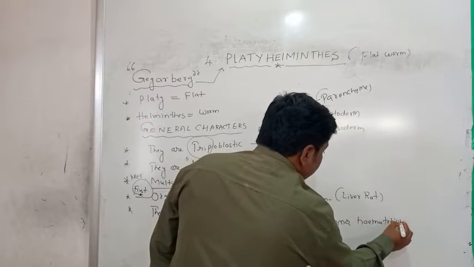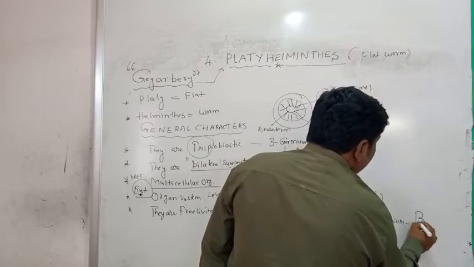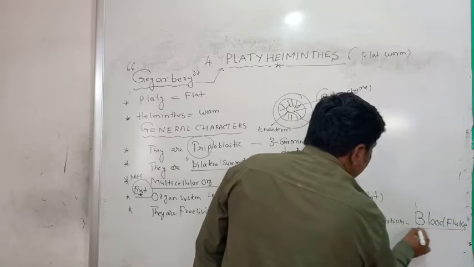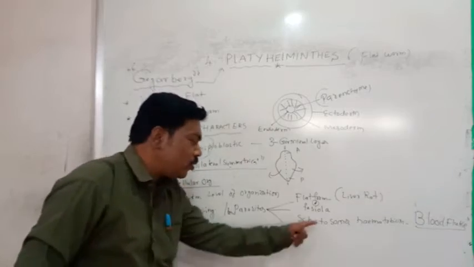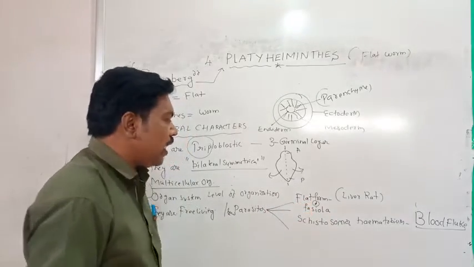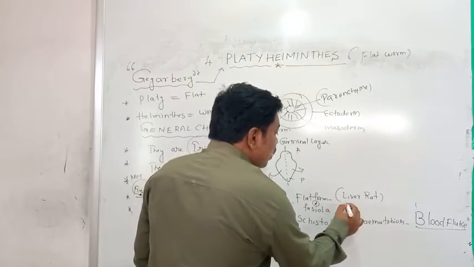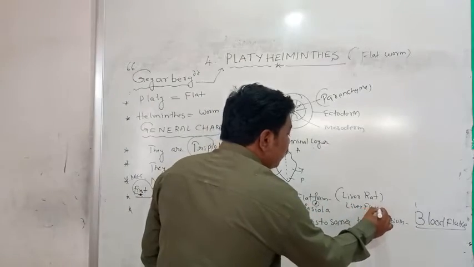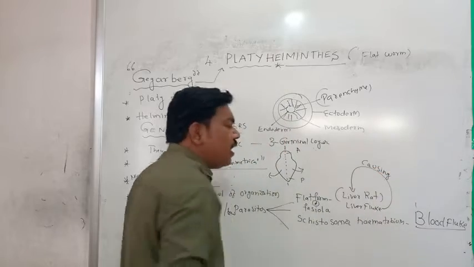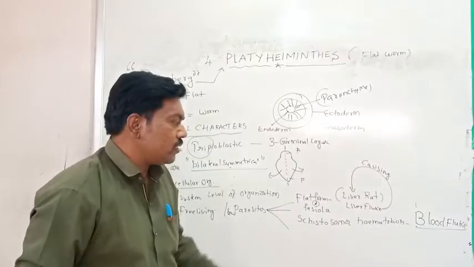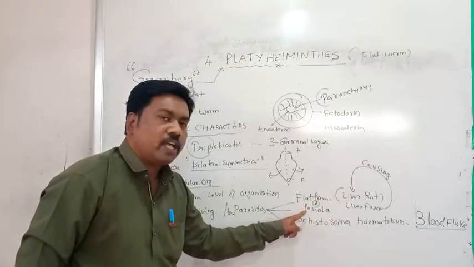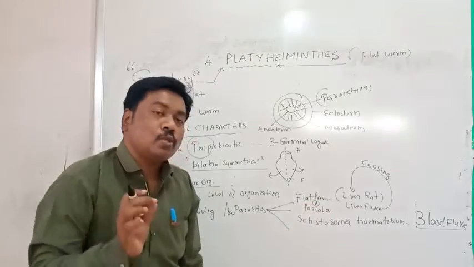And after that, Schistosoma haematobium. This is the second example. It is commonly known as a blood fluke. Which organism is commonly known as a blood fluke? Schistosoma haematobium. And the other flatworm is commonly known as a liver fluke. This liver fluke causes a disease known as liver rot. What is the pathogen name? Liver fluke, scientific name Fasciola hepatica. And the other parasite is Schistosoma haematobium.